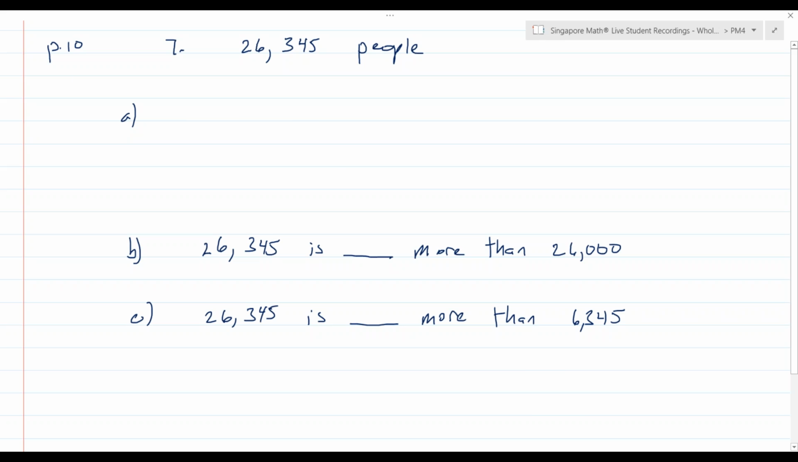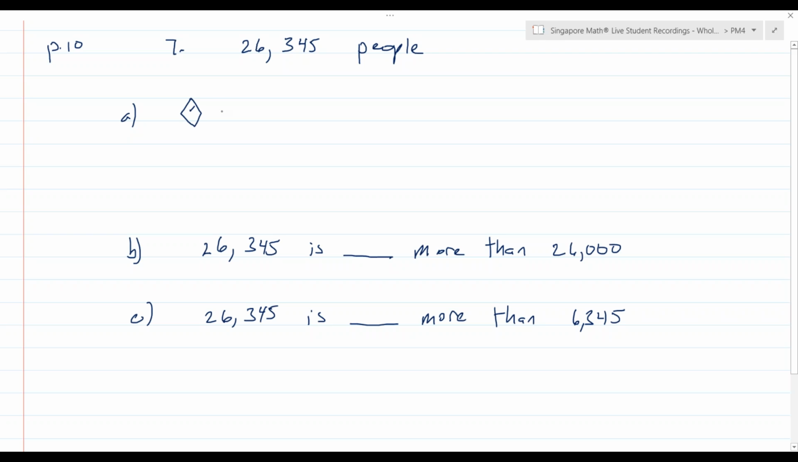Again, this is not going to be brand new for you, I know, but it's good to practice and remember how to think about these numbers. On number 7, it tells us that in a stadium watching a soccer game, we have 26,345 people. It says to use a set of number discs to represent that number.